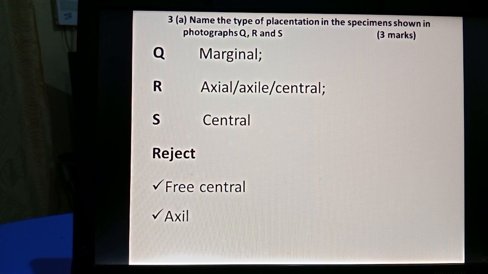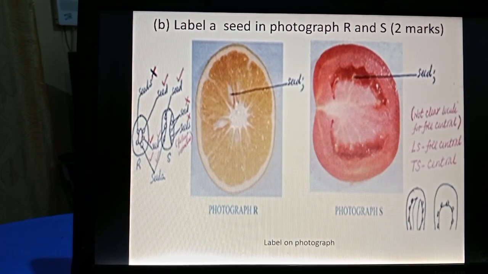Q is marginal, R is axial or central, S is central. Reject free central or axial spelling. Label a seed in photograph R and S. So you can see where we have labeled the seeds. They are very visible. All right.